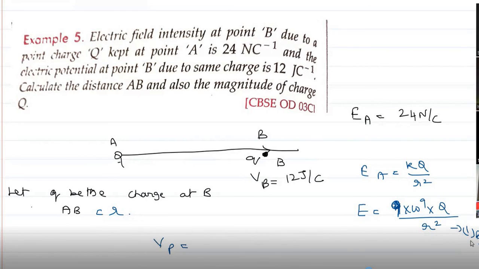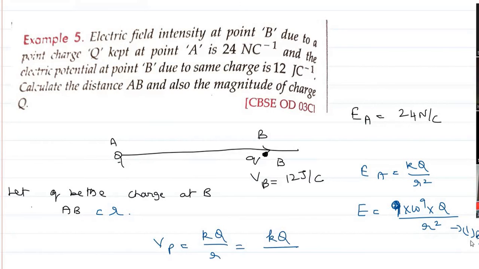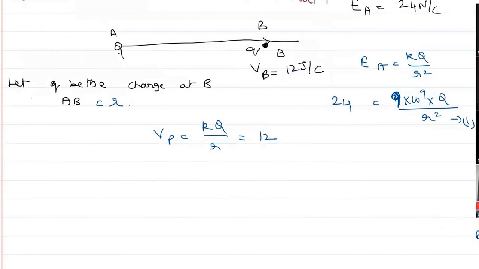Now, we know that Vp is nothing but KQ by R. K into Q, this Q we know, R we don't know. So let us take this as equation number 2. But we know the value of Vp. Here also substitute these values. What is the value given here? It is 24 Newton per Coulomb. Here it is given as 12 Joule per Coulomb. Let me keep these equations without any substitution. So this is equation 1 and this is equation 2.